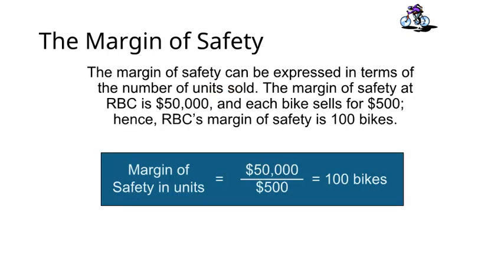The margin of safety can be expressed in terms of the number of units sold. The margin of safety at Racing is $50,000, and each bike sells for $500, so the margin of safety in units is 100 bikes. Racing Bicycle is selling 100 more bikes than are needed to break even.